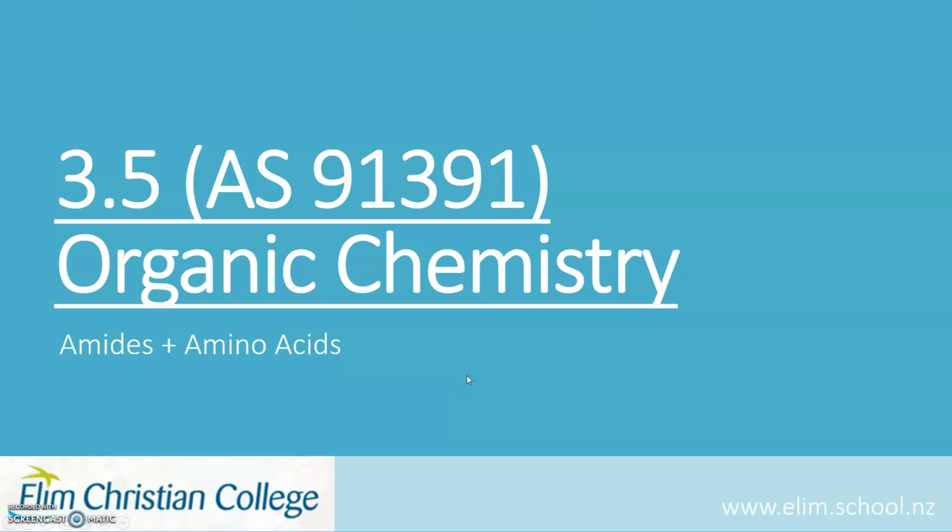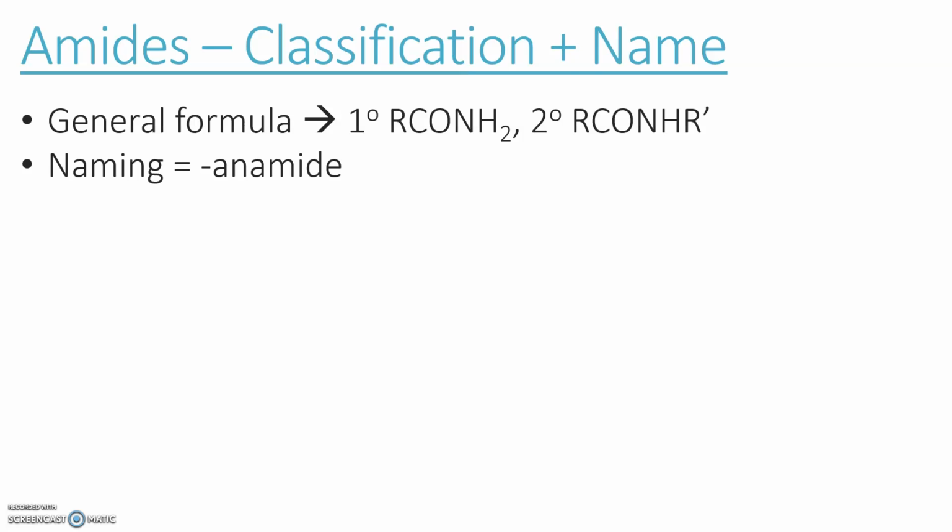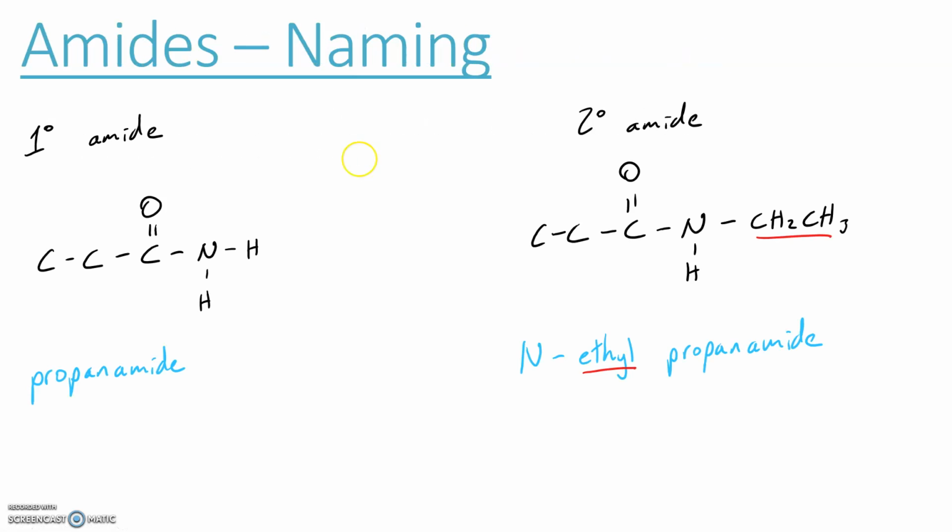Okay, we're going to look at amides and amino acids, mainly amides. So the general formula, we can have primary or secondary amides, and the naming actually, we'll just look at a diagram in a sec, don't worry about this too much right now. The naming is something anamide, so for example, methanamide, ethanamide, and so on. So let's just look at some examples.